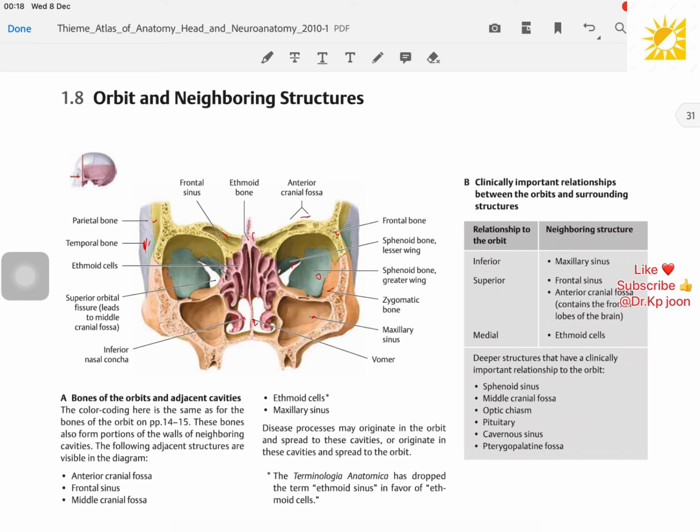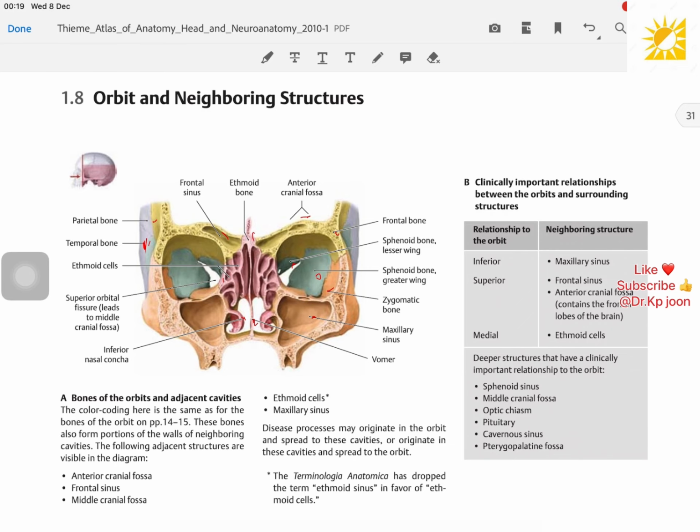These bones also form a portion of the wall of neighboring cavities. The following adjacent structures are visible in the diagram: anterior cranial fossa, frontal sinus, middle cranial fossa, ethmoid cells, and maxillary sinus. Disease processes may originate in the orbit and spread to these cavities, or originate in these cavities and spread to the orbit. Terminologia Anatomica has dropped the term ethmoideus sinus in favor of ethmoid cell.